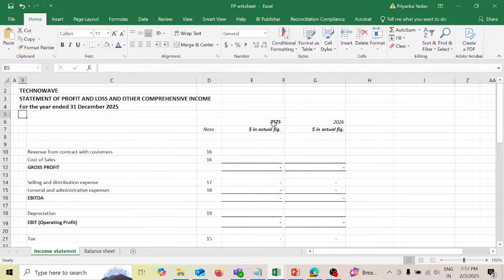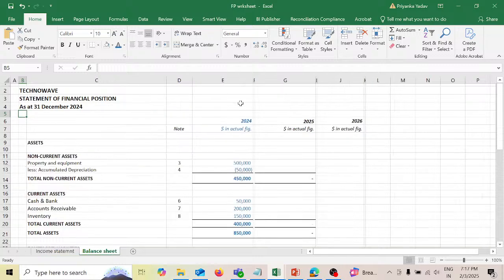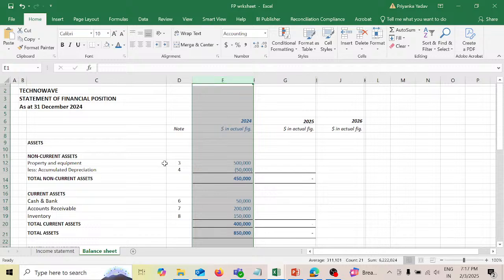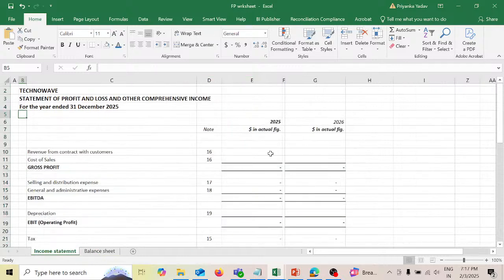We're going to plan the estimated figures for the P&L for the years 2025 and 2026. On the other hand, I will come to the balance sheet afterwards, but I have the figures for 2024. These are the actual figures, and accordingly we're going to plan for 2025 and the next 2 years. Here we are doing planning for 2 years consecutively.